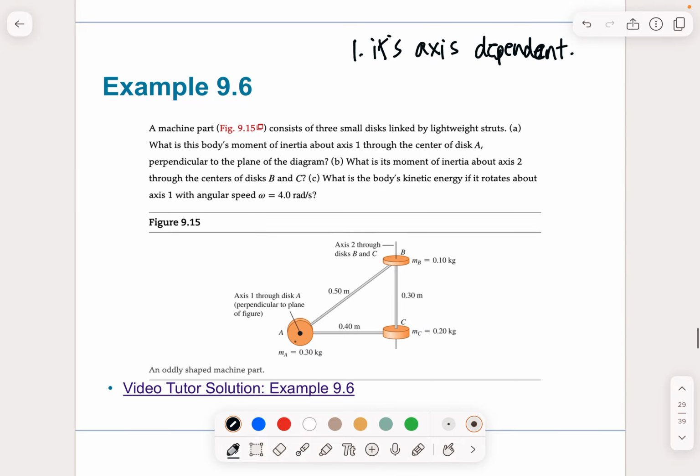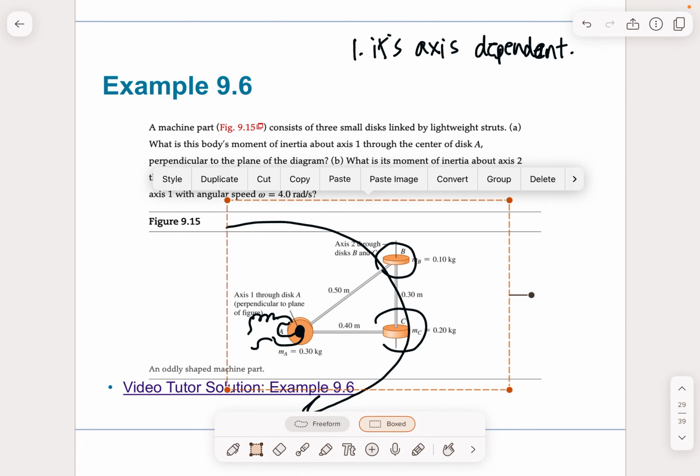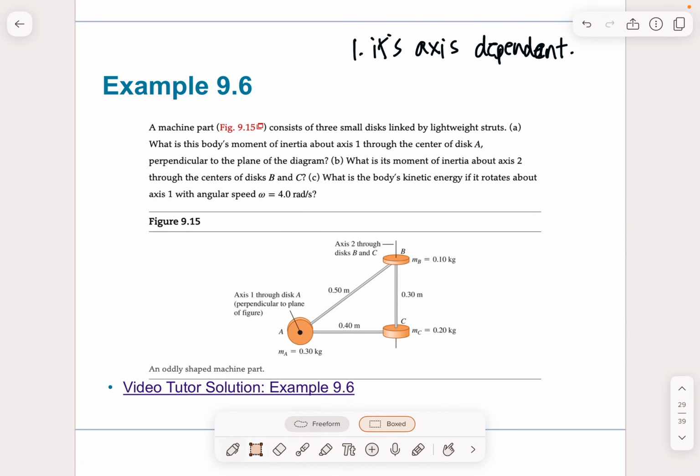What I mean is that if we rotate this object about here, this A, so basically I'm pinching this with my fingers, okay? There's my thumb and my fingers, I'm pinching it like that, and I'm allowing mass B and C to spin around in a circle, right? One after the other. That is going to give me a different moment of inertia than if instead my axis was right here.